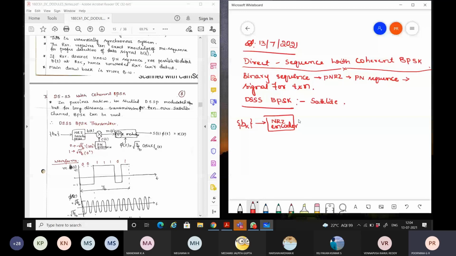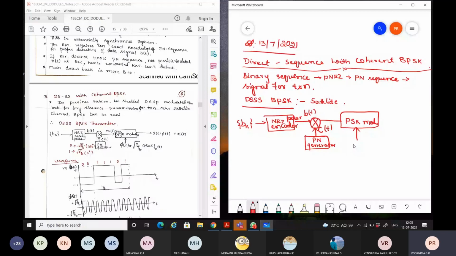But when the signal is getting transmitted over the channel, you will have your s of t. After b of t is multiplied with c of t, it is termed m of t. And this m of t, when it is multiplied with phi of t, it is equal to s of t, with phi of t as x of t.